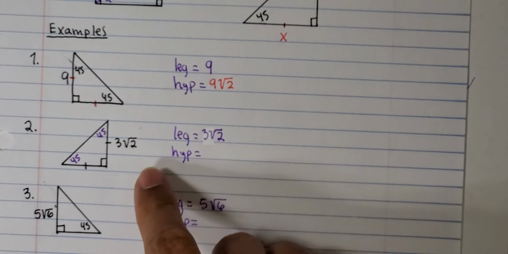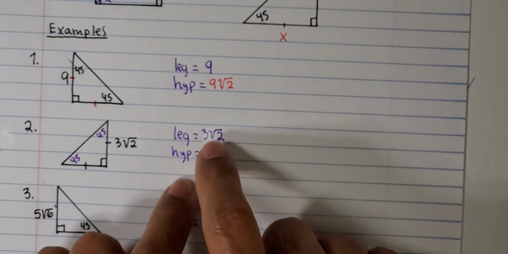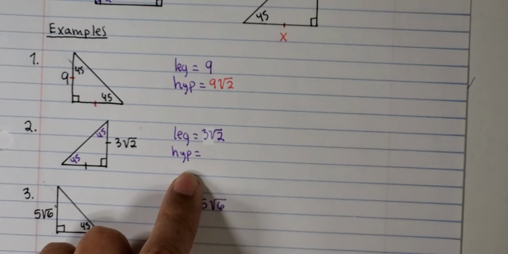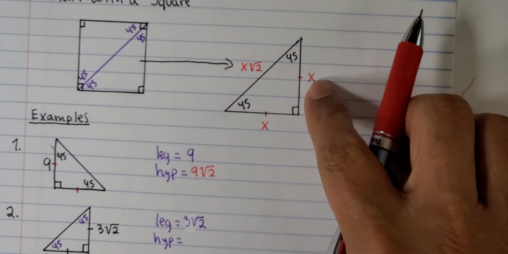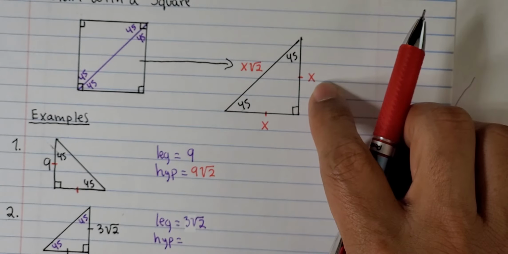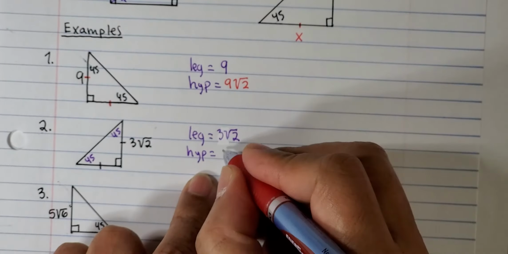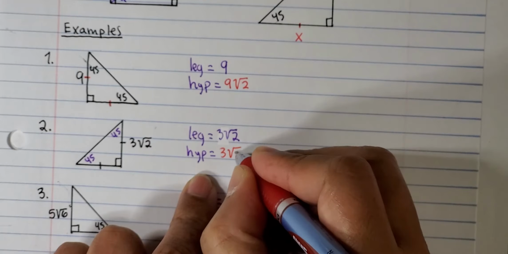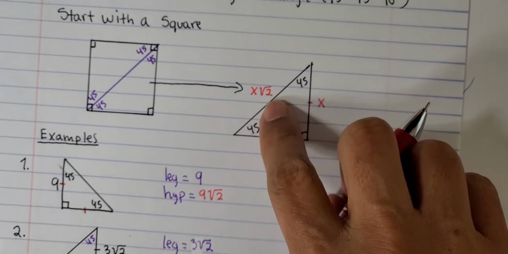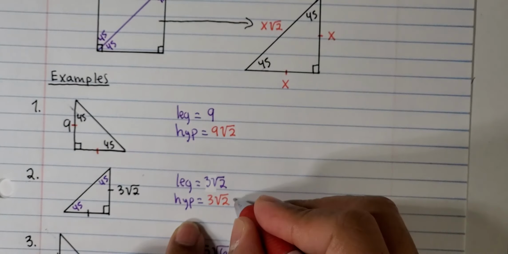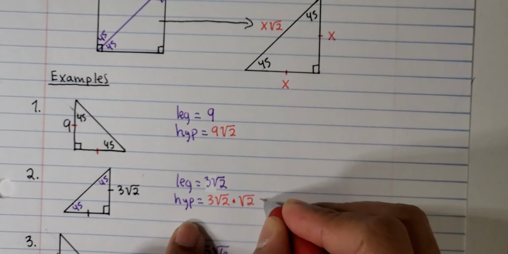Okay, how can we determine the length of the hypotenuse given that the leg is 3 square root of 2? Now, follow this pattern again. This is 3 square root of 2. This one is another square root of 2. So what I'm going to do is I have the leg, and then I'm going to multiply the leg by the square root of 2. So times the square root of 2.